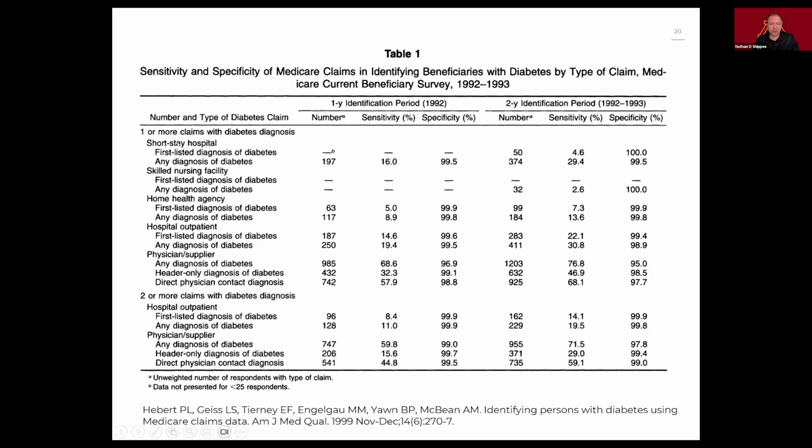Now they took specific files. When they say short stay hospital, our files have changed their names over time, sometimes multiple times. That's the inpatient file, basically. So if you start from the very top, in the left column, one or more claims with diabetes diagnosis, so just one or more claims in what would be the inpatient file. And then they're looking at two different rows for that being either only the first listed diagnosis or any diagnosis. In other words, any position on that claim form.